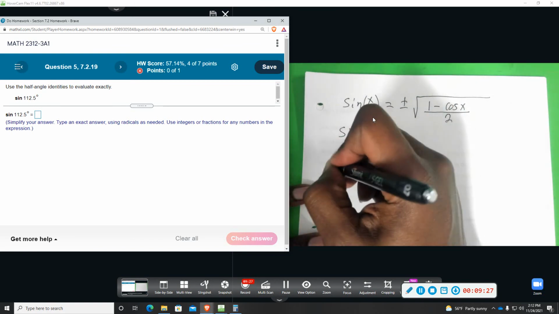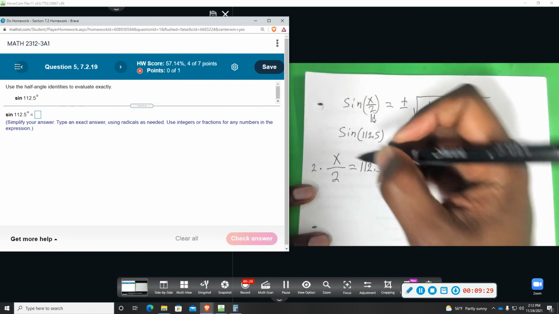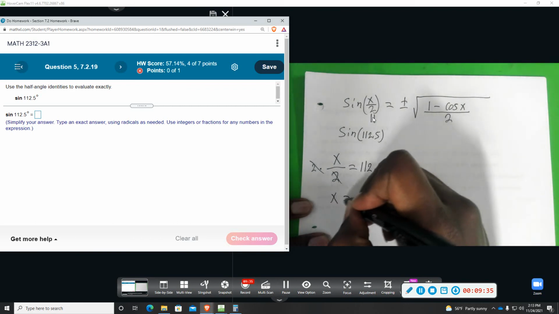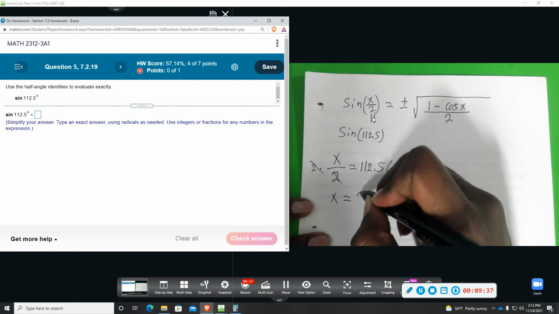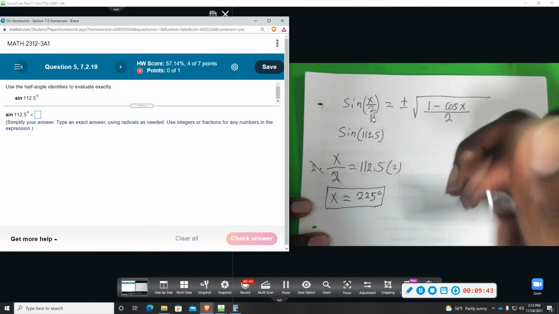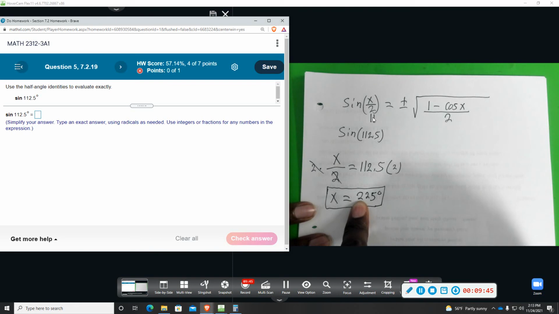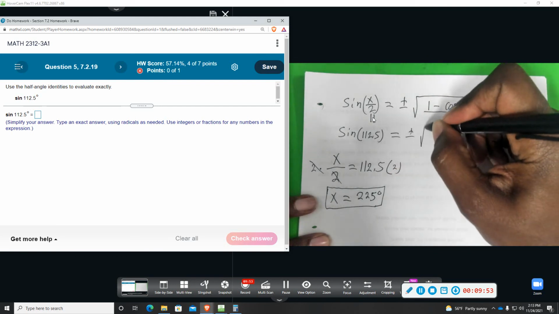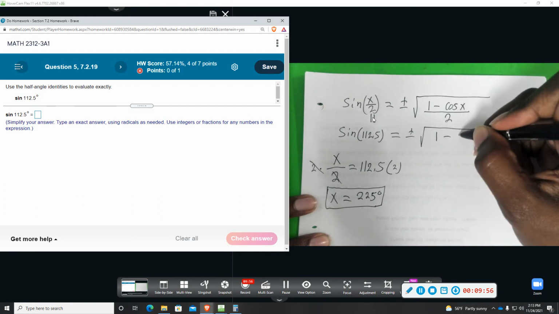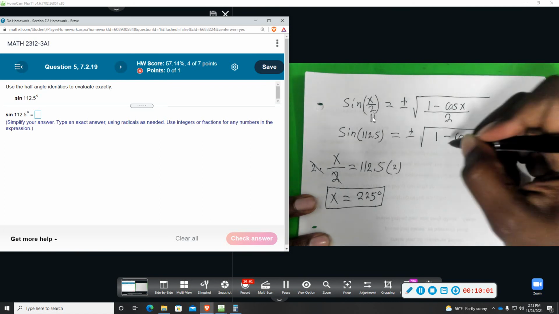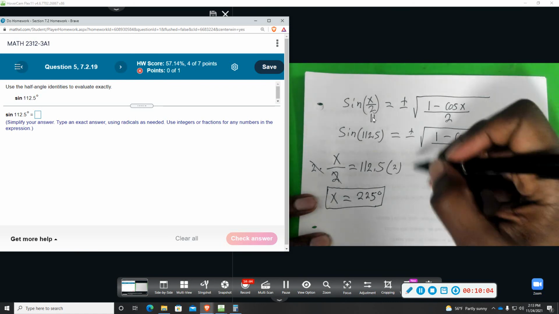So you just multiply by 2 on both sides. That will get rid of that, and that gives us x equals 225. So that's the only difference. You have to solve and figure out that 225. Once you figure out that x is equal to 225, then we can do this next part: plus or minus square root of 1 minus cosine of 225, so that's what x is, over 2. And then we'll just continue going.